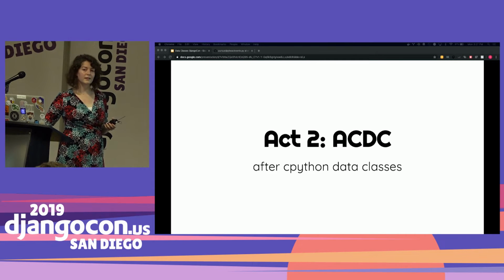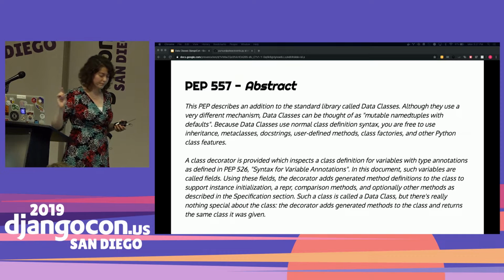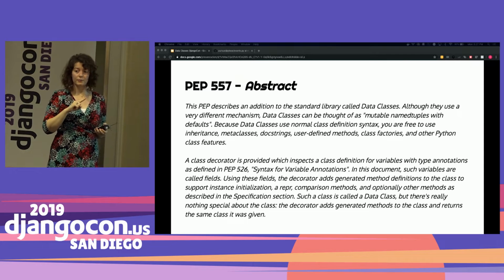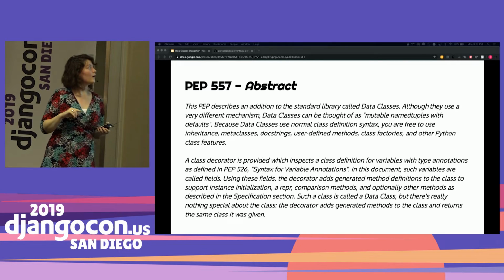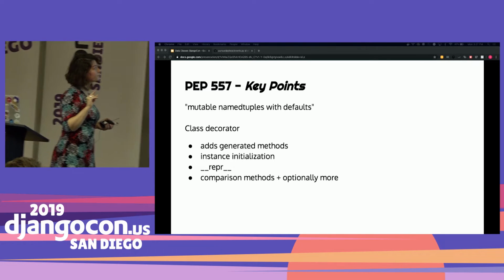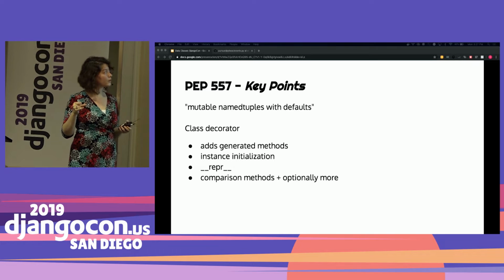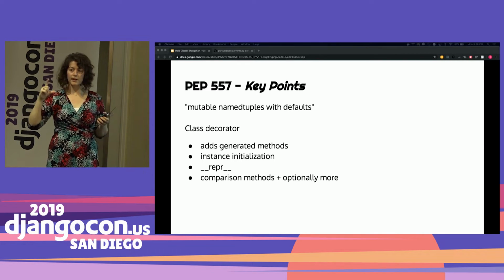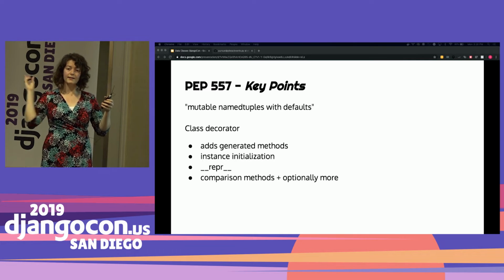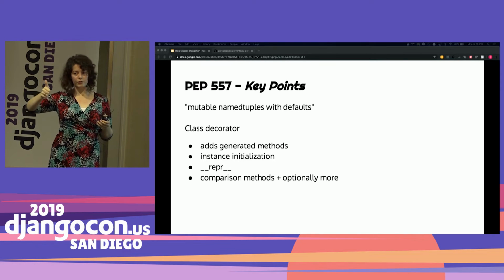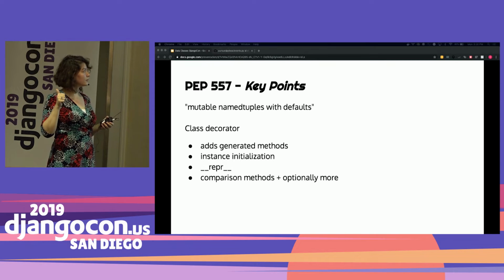After CPython data classes. So this is the PEP, and I'm bringing this up just because I found it really helpful when going through this. There's a lot of text up there, but the key points are it's a mutable named tuple with defaults. You create a data class the same way you'd create a regular class and add a decorator. This decorator, it's literally called just @dataclass, provides auto-generated methods. So that's code you don't have to write.